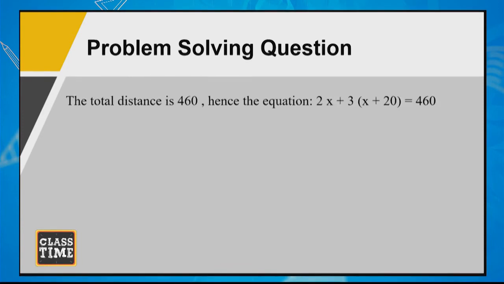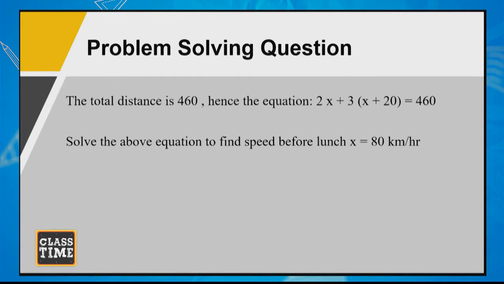So the total distance traveled was 460 kilometers, and hence we have this equation. We just put everything together: 2x plus 3 multiplied by (x plus 20) is equal to 460. At this stage, we can go ahead and solve the above equation. We'll find the speed before lunch, x, is equal to 80 kilometers per hour.